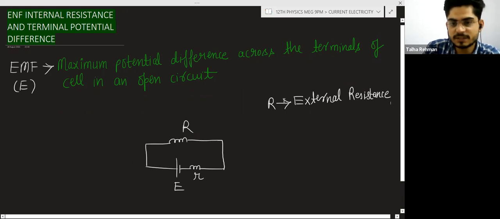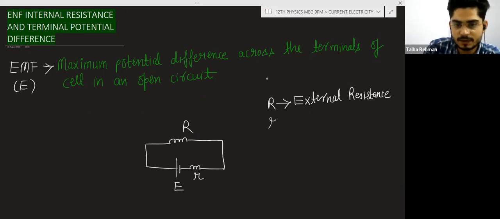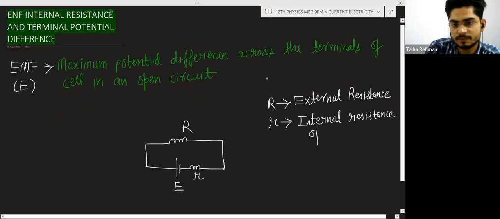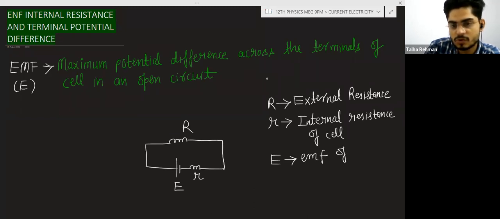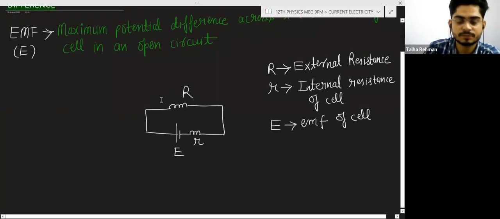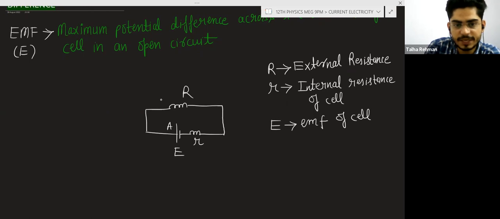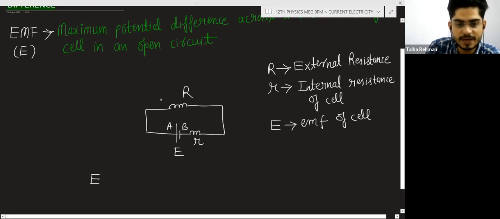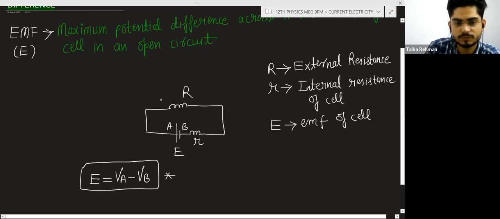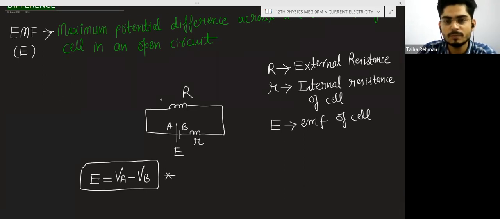So R is the external resistance, and small r is the internal resistance of the cell. And capital E is the EMF of the cell. Suppose this terminal is terminal A, this terminal is terminal B. So EMF is given as the difference of potential of terminal A minus the potential of B. So, this is the EMF.